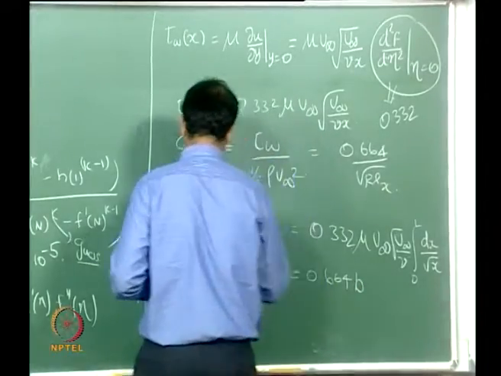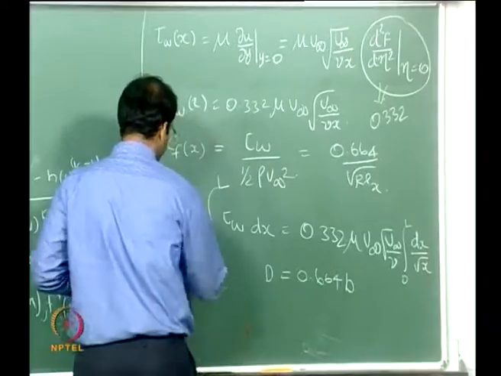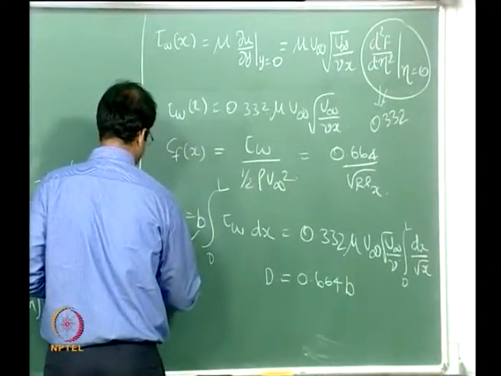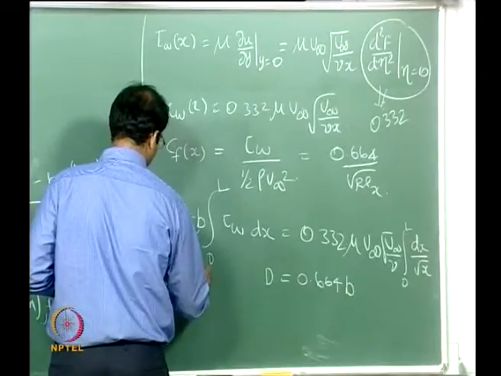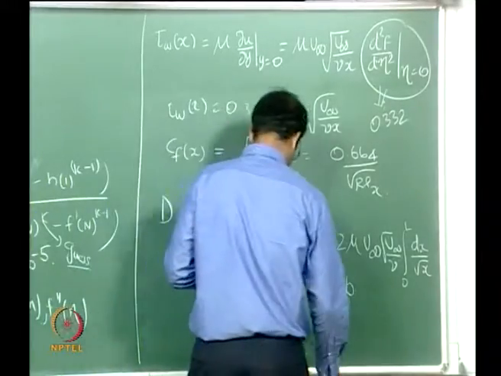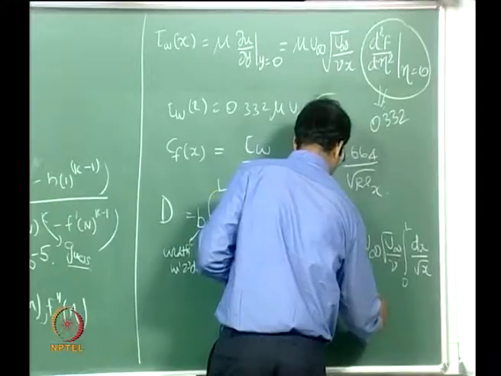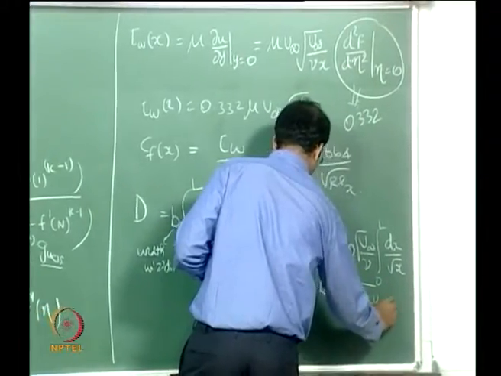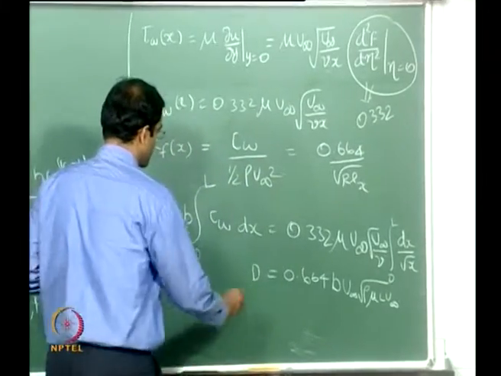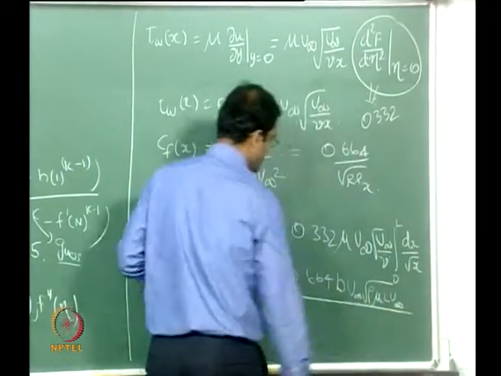If I assume a width of B, this is the width in the third direction, perpendicular to the board. Okay, so this gives me the expression for the drag force.